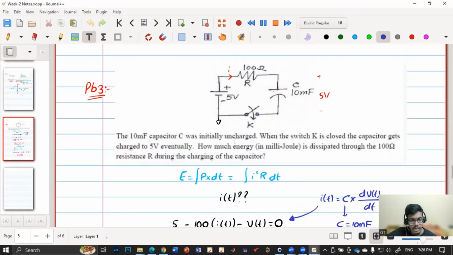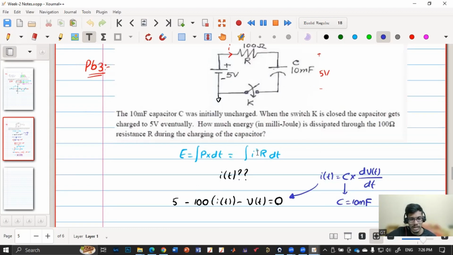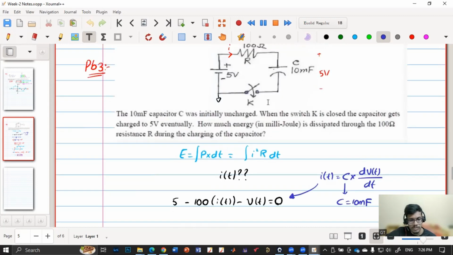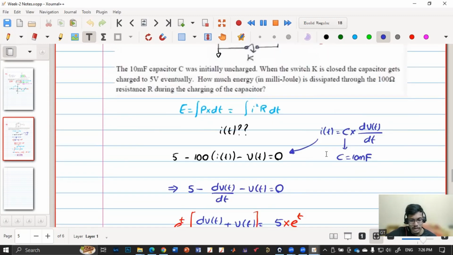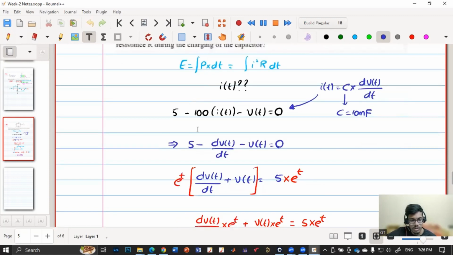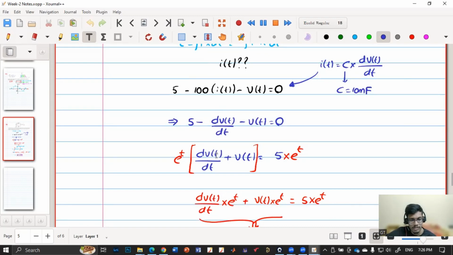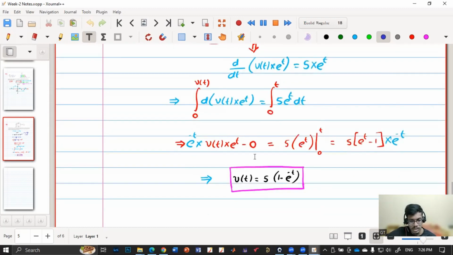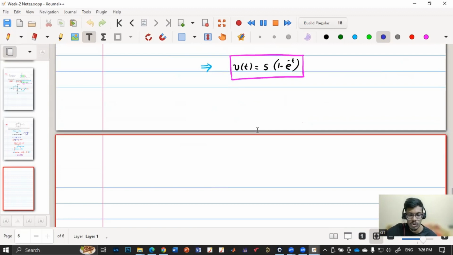Okay. They are asking how much energy is dissipated through this 100 ohm resistor during the charging of the capacitor. So I know that energy is the integral of power into dt. Power in a resistor is I square R. So I want to get I of t as a function of t. For that, I wrote the KVL equation: 5 minus 100 into I of t minus V of t, where V of t is the capacitor voltage, is equal to 0. And we know that I of t is equal to C dV by dt. After substituting that, I got 5 is equal to dV of t by dt plus V of t. Now I multiplied it by e to the power t, and integrated from 0 to V of t and 0 to t on the RHS. After that, I got V of t as 5 into 1 minus e to the power minus t.